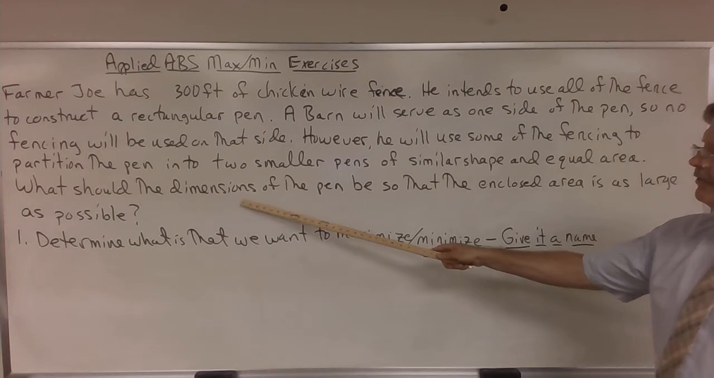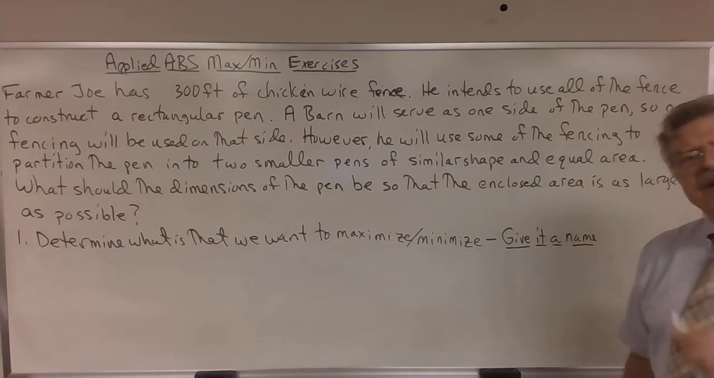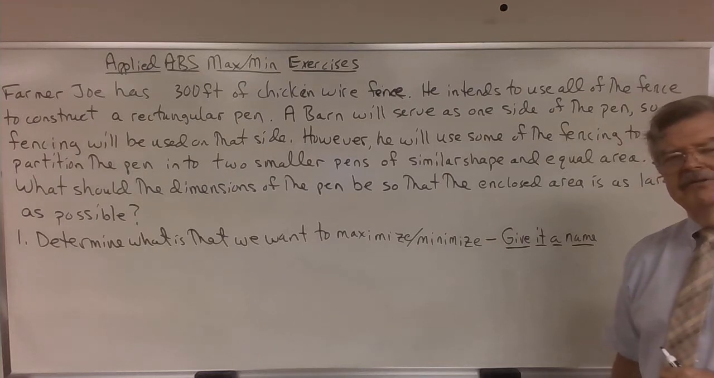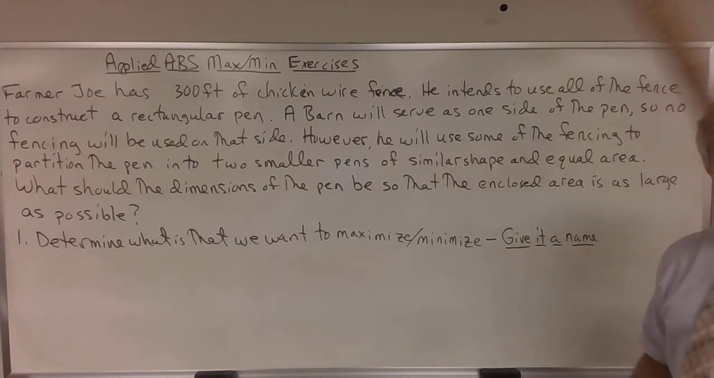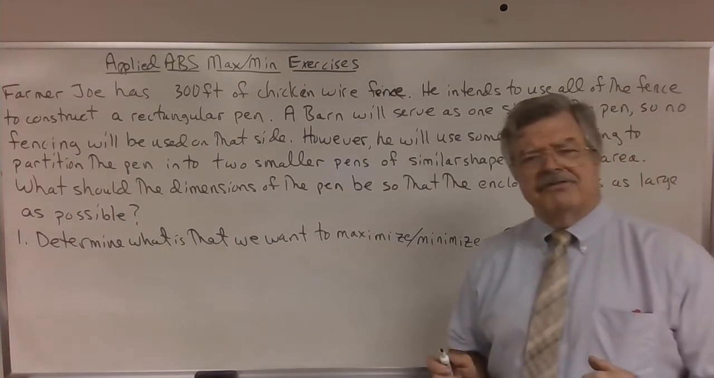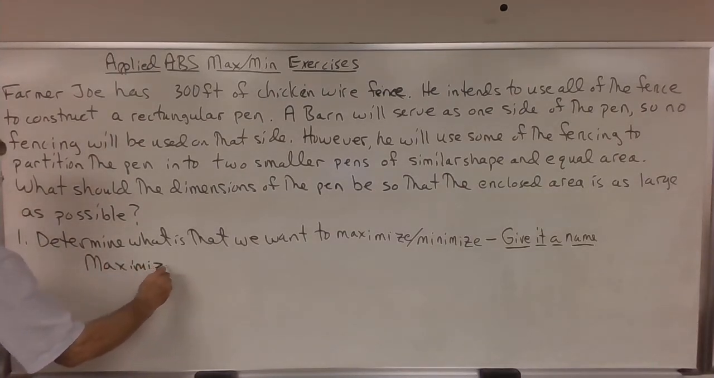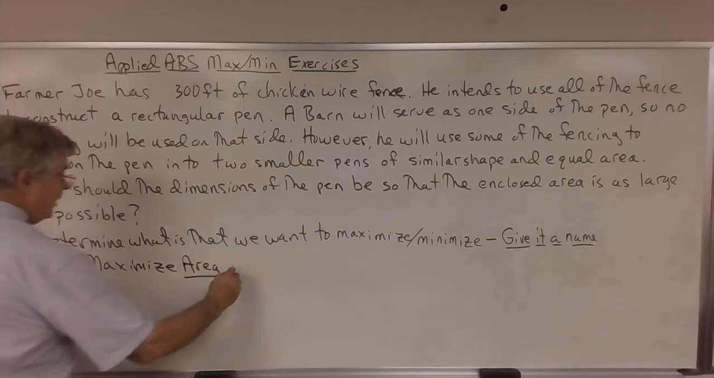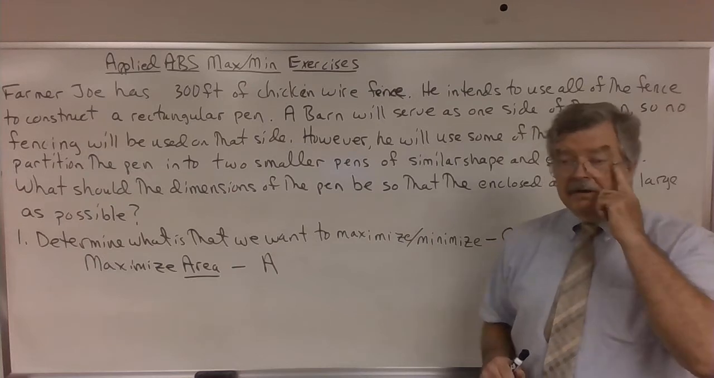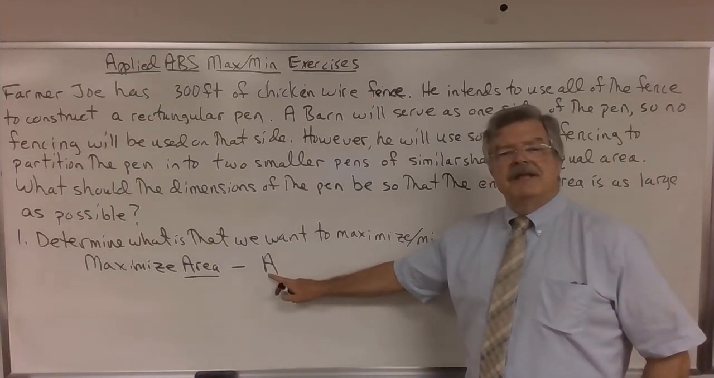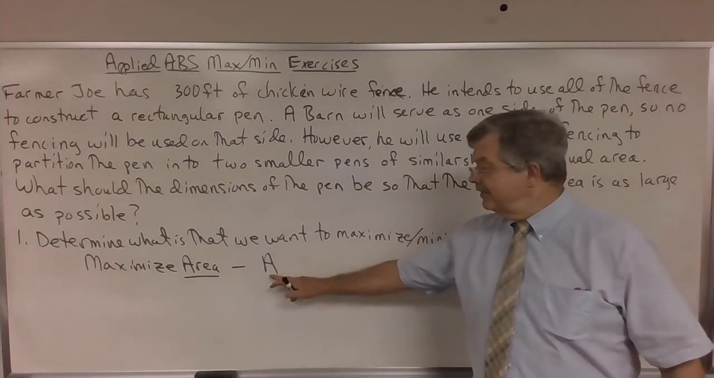And the question reads, what should the dimensions of the pen be so that the enclosed area is as large as possible? So what do you think it is that we want to maximize or minimize? We want the enclosed area to be as large as possible. So, aren't we trying to maximize the area? And we'll give it a name. We'll call it A. We can call it anything that we want, but if we're smart, we'll give it a name that will immediately remind us of what this variable stands for. We see A, we're going to think area. So this is a good name.